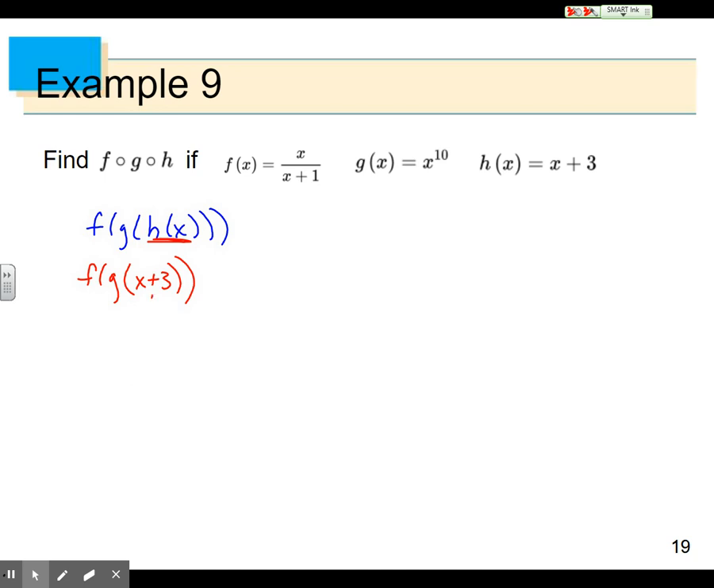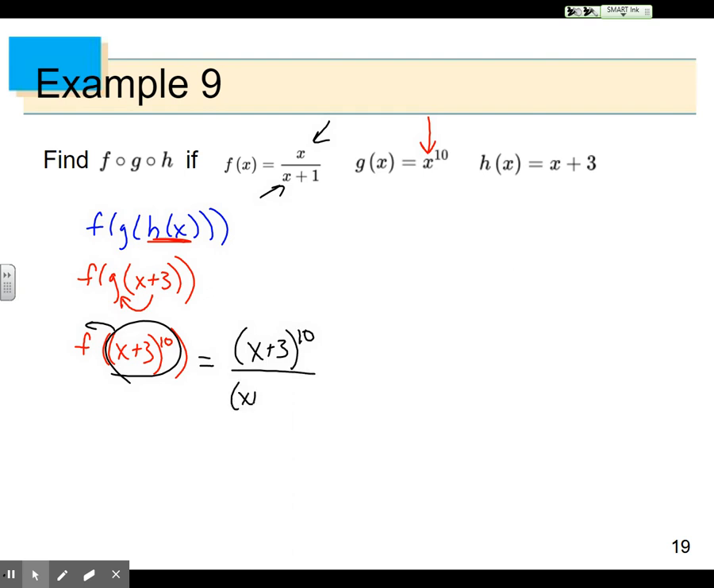Next, I'm just going to take this x plus 3 and plug it in for g. So I'm just going to take out this x, and I'm going to put x plus 3 to the 10th power in its place. And then finally, I'm going to take all of this, I'm going to plug it into my f. Well, what's my f? Well, I got a couple x's on there. They would be x plus 3 to the 10th over x plus 3 to the 10th plus 1. That'll work for the final answer.